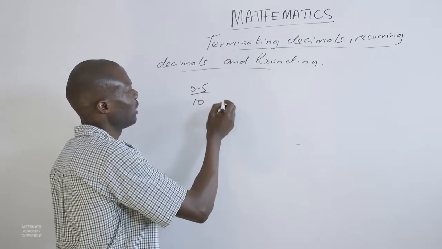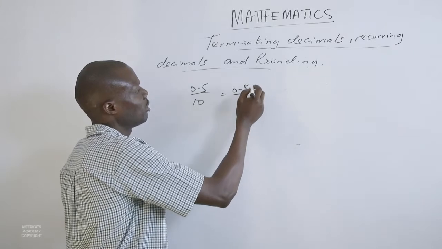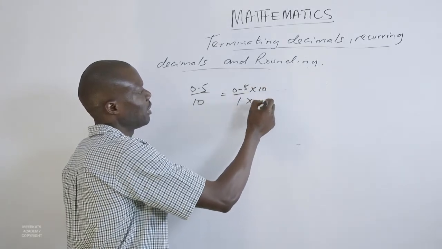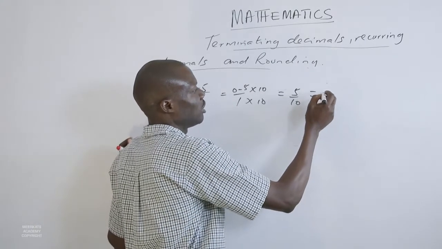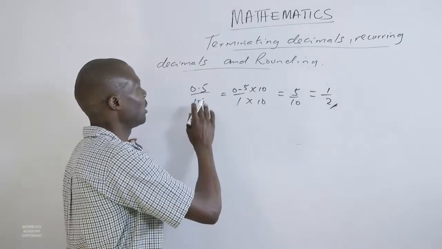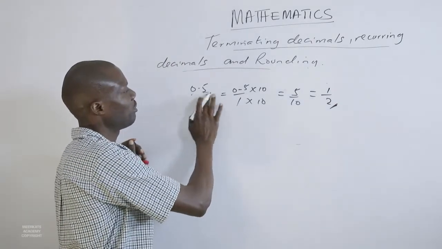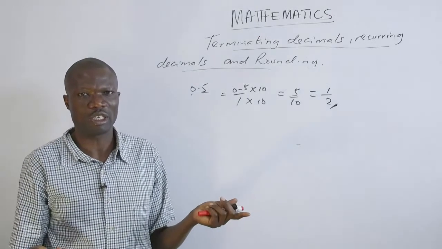Or I would say 0.5 over 1 multiplied by 10 here, multiplied by 10 here. This is 5 over 10, which is equal to, dividing by 5 is 1, dividing by 5 is 2. So we are saying that when you have 0.5, when you convert it, you'll get a half. We can easily convert that.